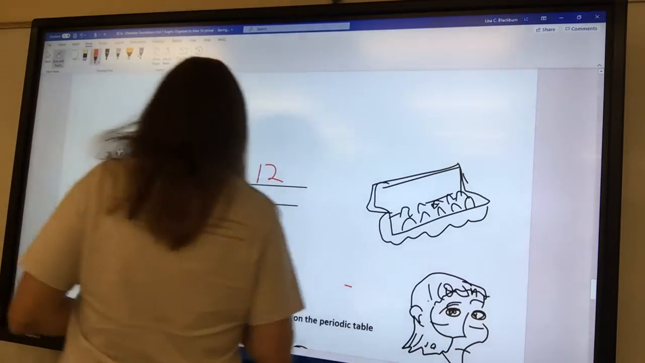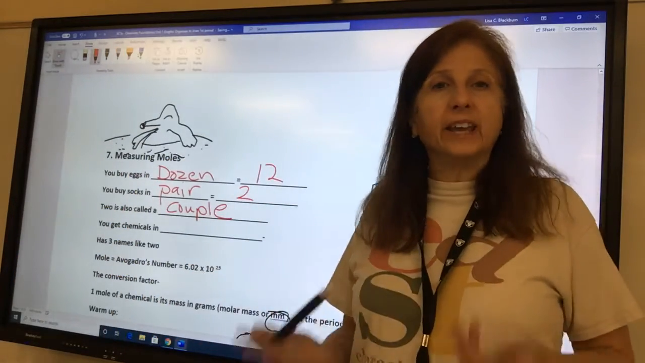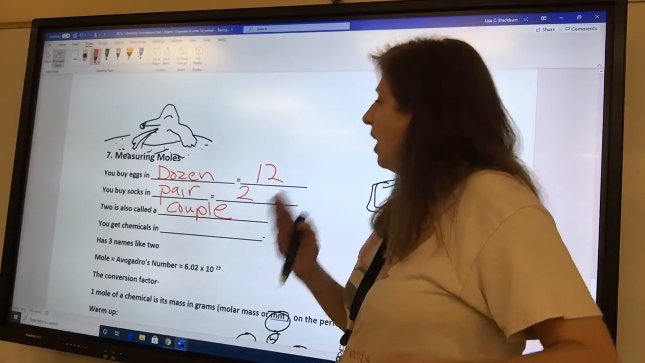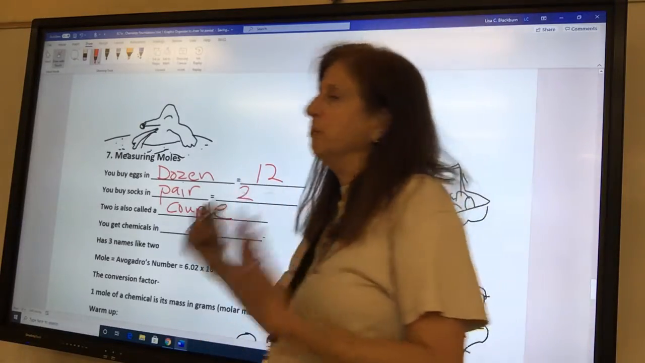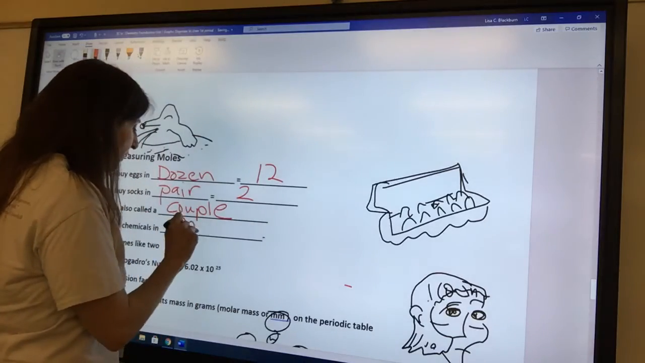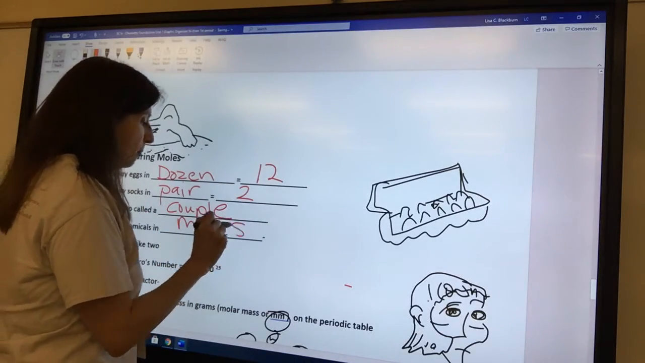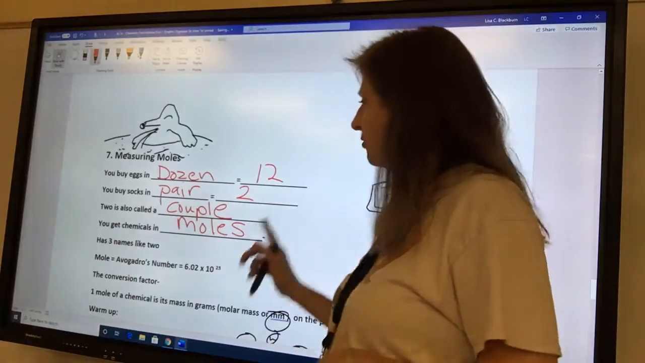Now, why do I say all of this? It's how you get chemicals. You get chemicals in moles. Mole is what it's called that you go get chemicals in. It's the unit we use to measure chemicals.